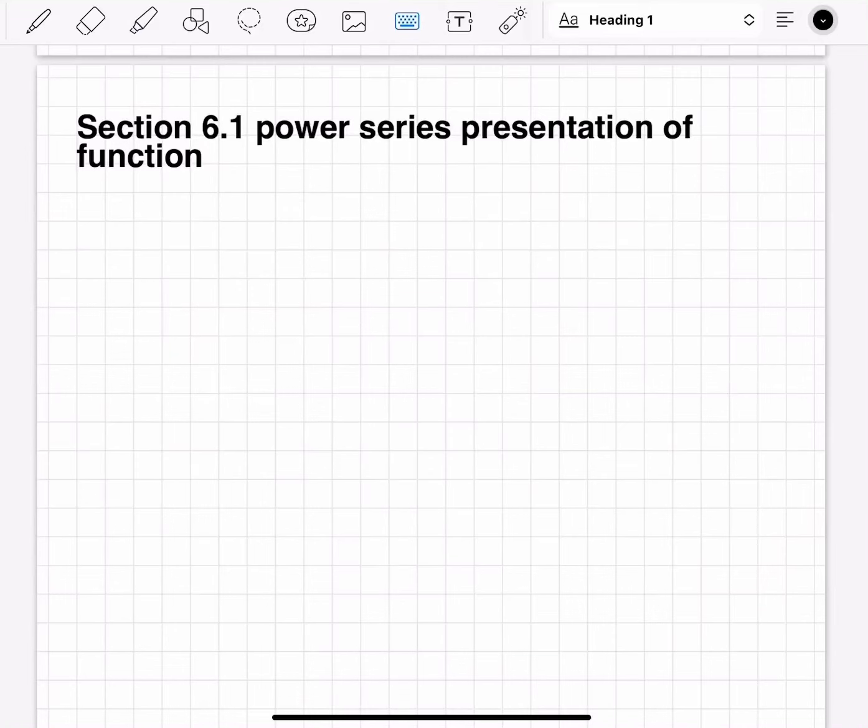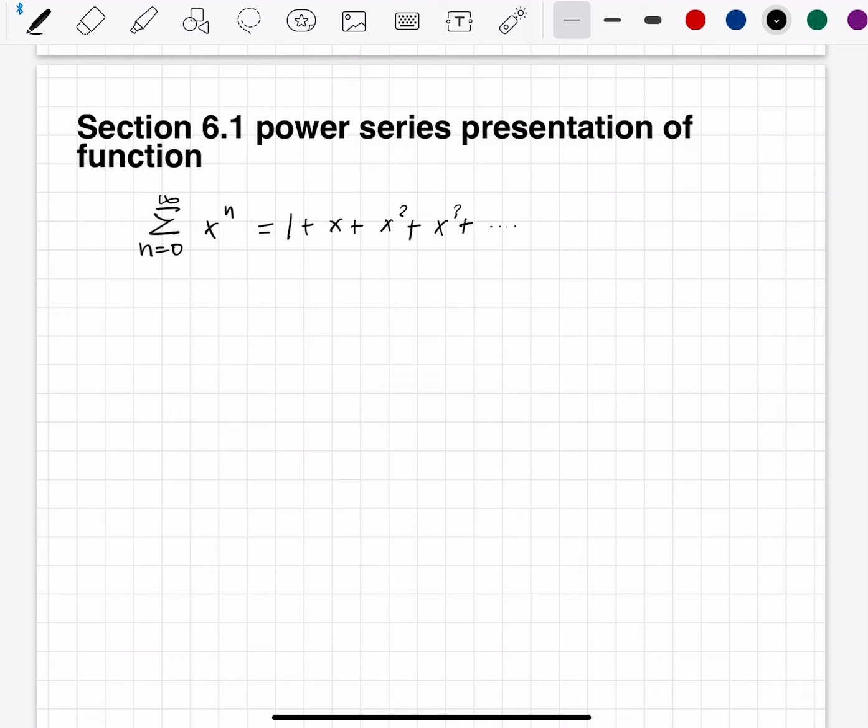Let's continue talking about power series, but here in this video, we're going to focus on the function part. So the first thing first, the power series is actually coming from the power series. So a power series like summation n equal to 0 to infinity of x to the nth power, if we expand it, is going to be 1 plus x plus x squared plus x cubed and keep adding.